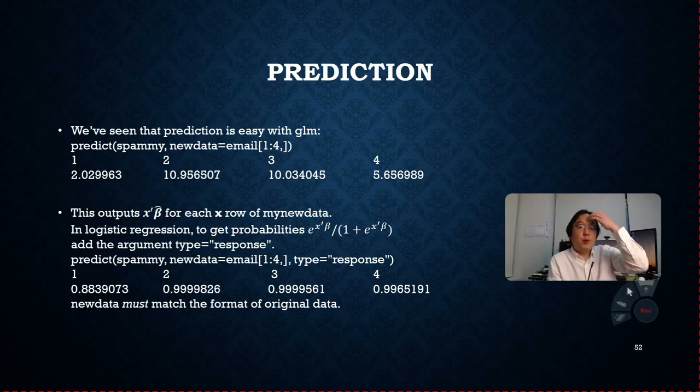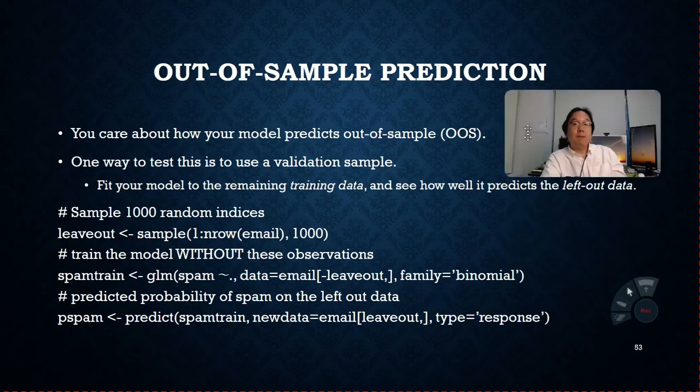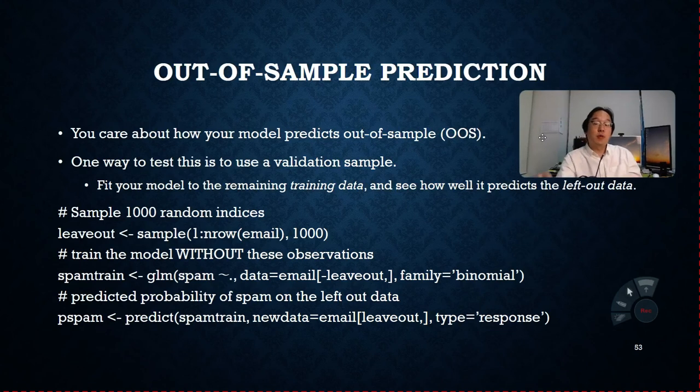And this outputs x times beta for each row of my data, right? In logistic regression, to get probabilities like this, add the argument type response and predict like this, and then you will have those results. Yeah, new data must match the format of the original data. Keep that in mind. Out of sample prediction is an important thing, right?